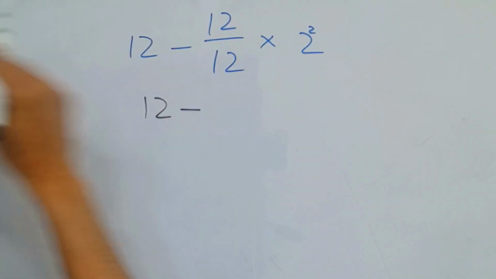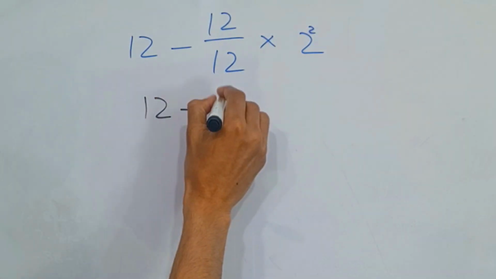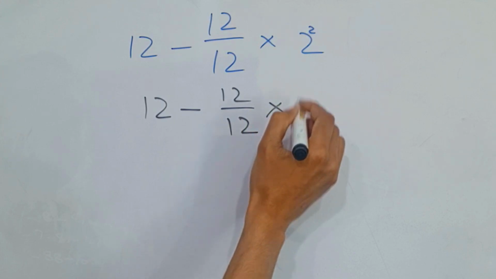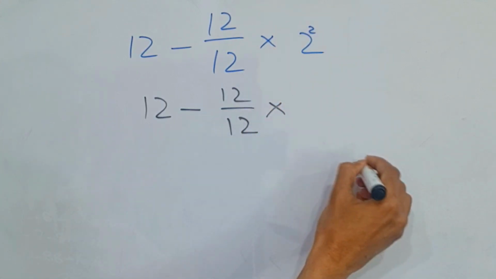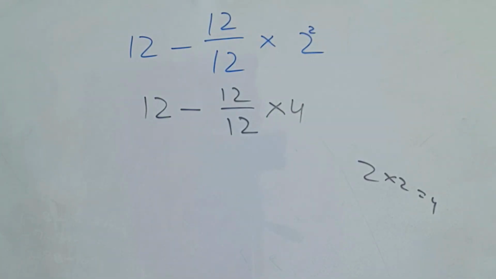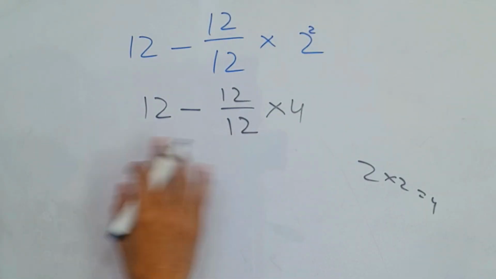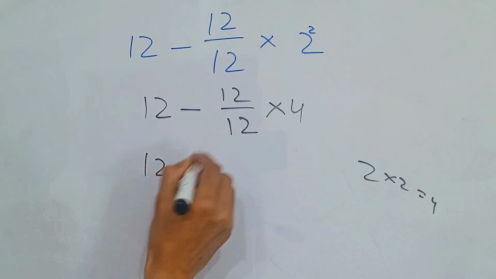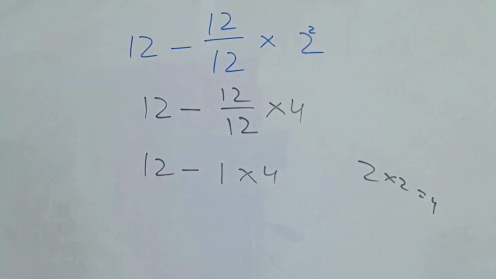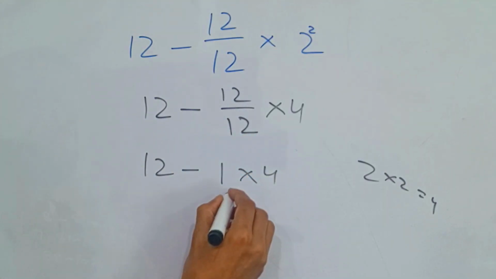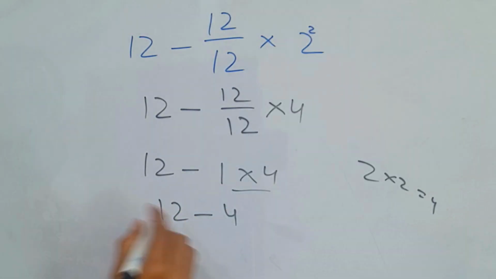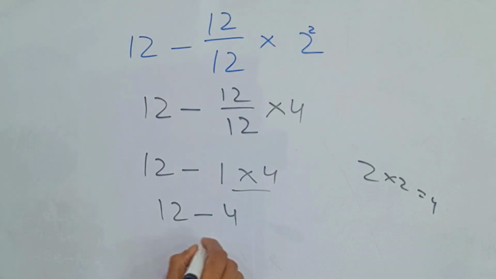12 minus 12 divided by 12 equals 1, right? But exponent first: 2 squared means 2 times 2 equals 4, right? So here is 4. Now multiplication and division from left to right. So 12 minus 12 divided by 12 equals 1 times 4, right? Now multiply first. 12 minus 1 times 4 equals 4, and 12 minus 4 equals 8.